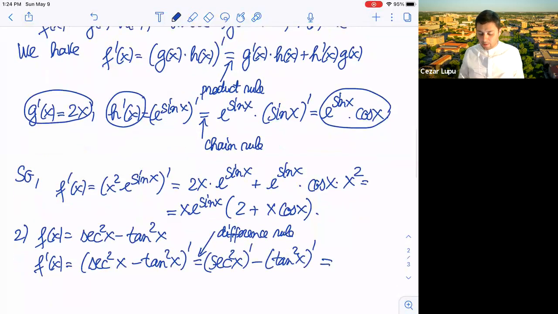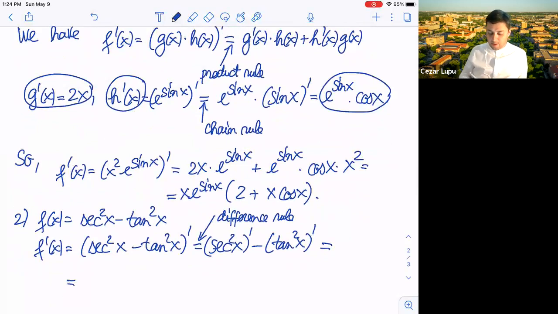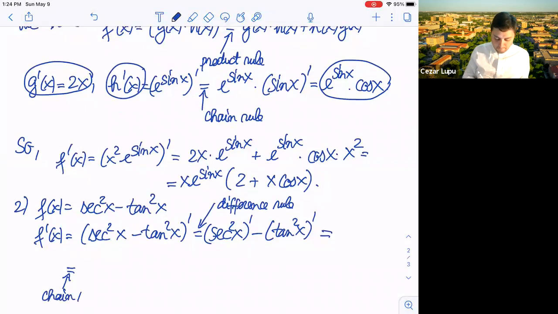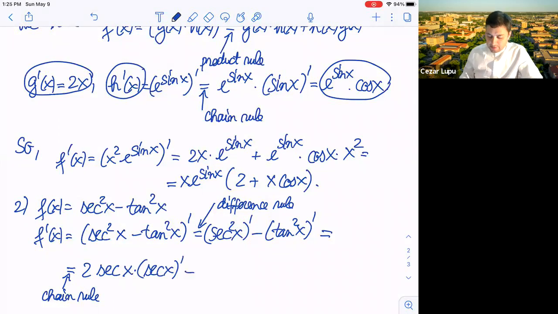All right, and now we're gonna compute the derivative of each of these two guys. So what is the derivative of secant squared of x? We're going to use the chain rule, right? So by the chain rule, secant squared of x prime is going to be what? What's the derivative of that? Can you tell me? I'm all ears and eyes. It is 2 secant of x, right, times secant of x prime. And you'll tell me what that is. Minus the same thing goes here, 2 tangent of x times tangent of x prime.